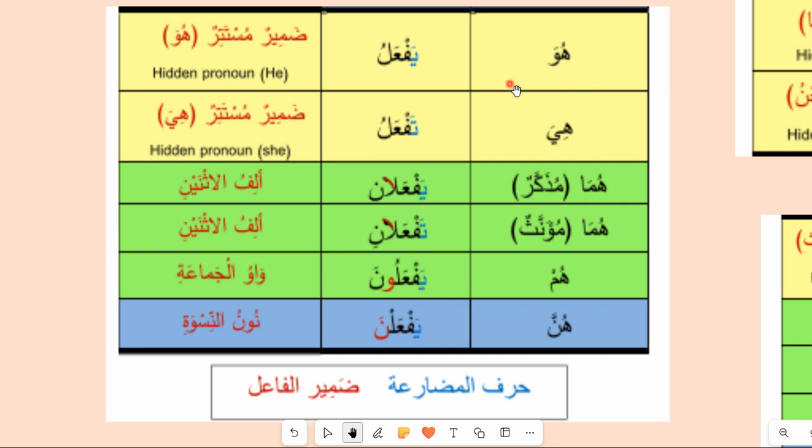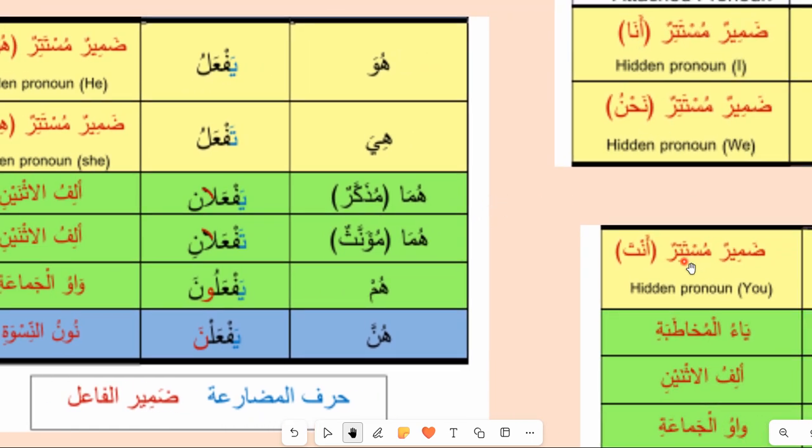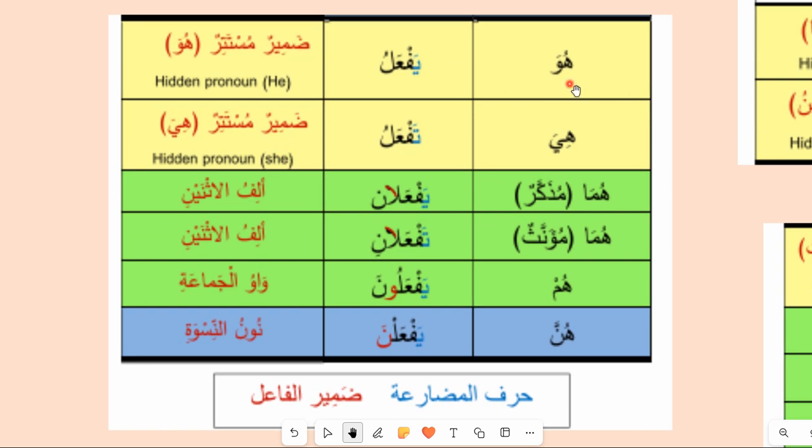Now remember, in the mutakallim, we had two hidden damirs. In mukhatib, we had one hidden damir. Altogether, we had three now. And coming to the ghaibs, we have two: one for the masculine singular ghaib, and then the feminine singular ghaib. So how will you know? The same way, when you see the letter ya, as I told you, the ya represents the ghaibs. So you see the ya here, the ya here, and the ya here.